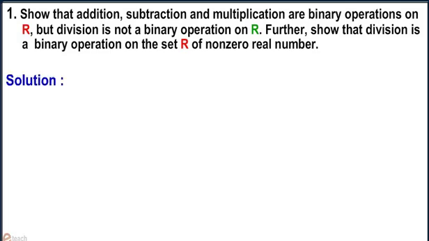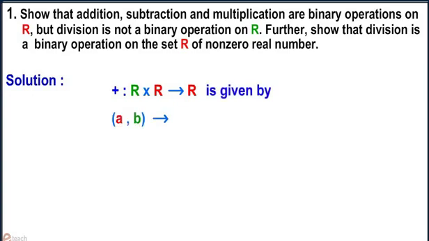Let us have the solution. Let a binary operation addition be defined from R cross R to R. Then, on applying this binary operation, all ordered pairs (a, b) can be expressed in the form a plus b. Similarly, subtraction and multiplication can also be defined.